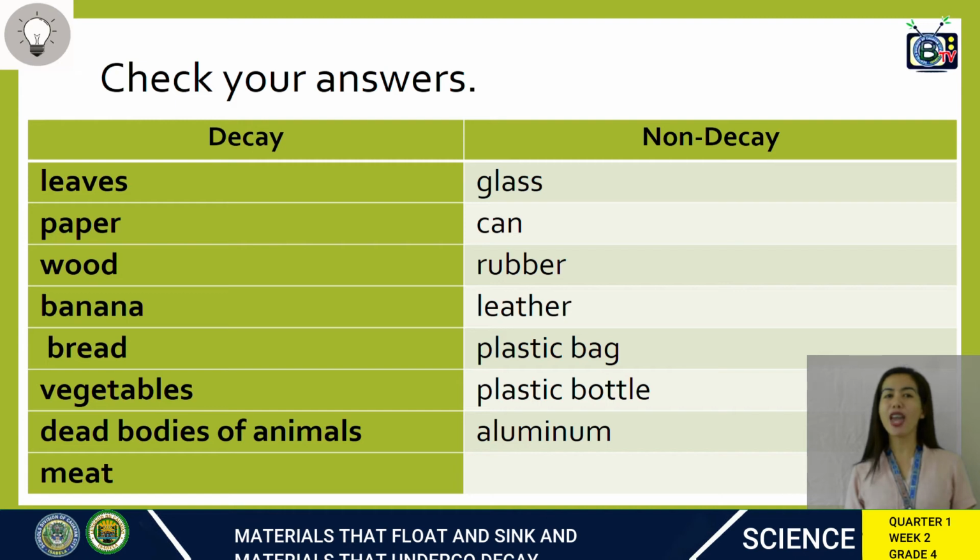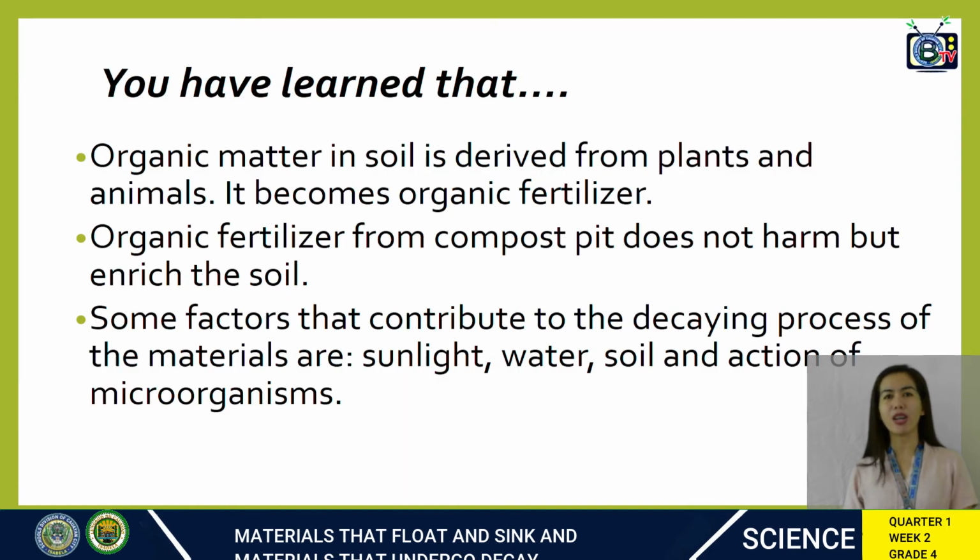Answers. Very good! You already know what the materials are that undergo decay and the materials that do not decay. You have learned that organic matter in soil is derived from plants and animals. It becomes organic fertilizer. Organic fertilizer from a compost pit does not harm but enriches the soil. Some factors that contribute to the decaying process of the materials are sunlight, water, soil, and action of other microorganisms.